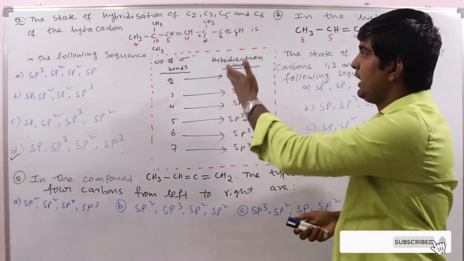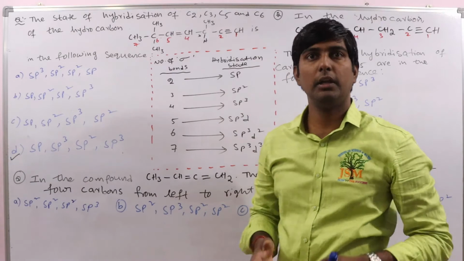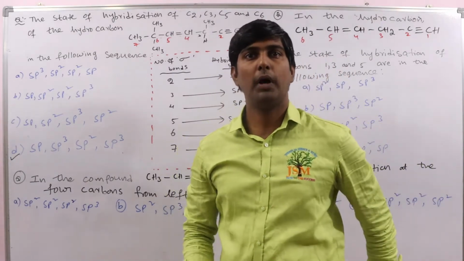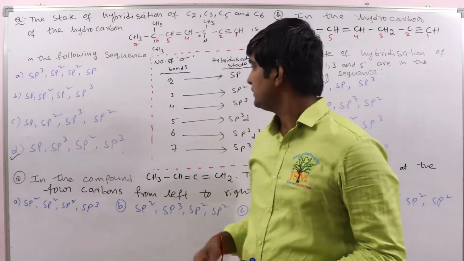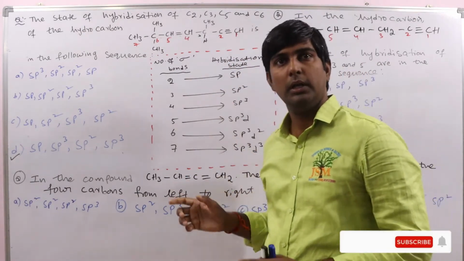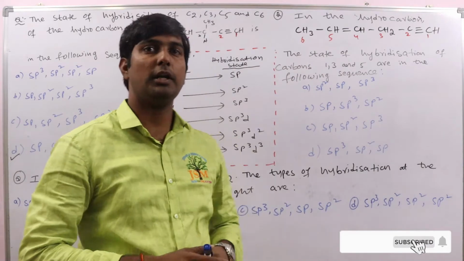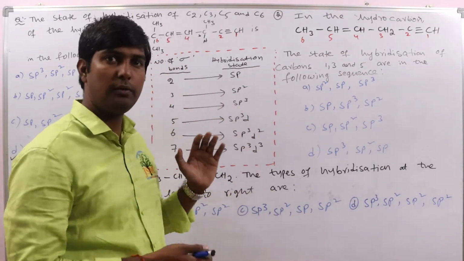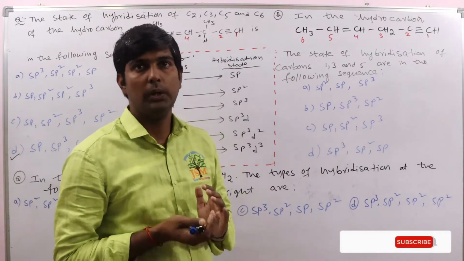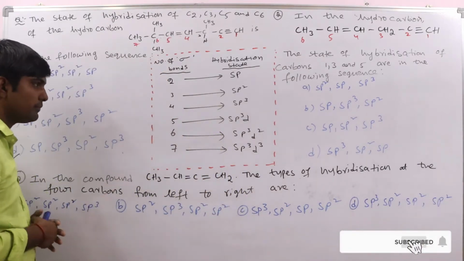Easily we can determine the hybridization state by calculating the number of sigma bonds formed by the carbon in an organic compound. Clear? So this you have to remember. This is explained in a separate lecture also, and I will give the link in the description. If you have any doubts, you can watch that video also. Very simple, this one.